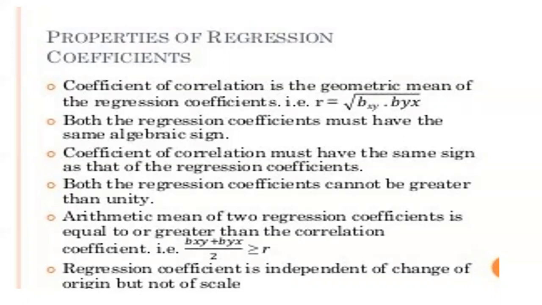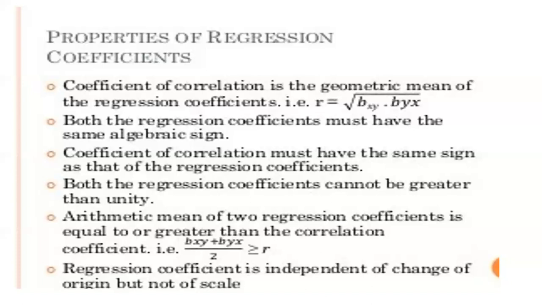Okay. So we were discussing the properties of regression. The coefficient of correlation is the geometric mean of the two regression coefficients, that is r is equal to the square root of bxy into byx. Both the regression coefficients must have the same algebraic signs. Then point 3: the coefficient of correlation must have the same sign as that of the regression coefficients.